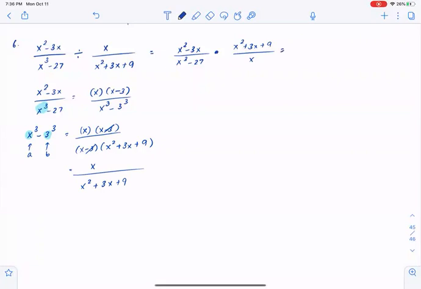So we can go back to the first step, replace our first rational expression by the simplified version. X divided by x squared plus 3x plus 9 multiplied by x squared plus 3x plus 9 divided by x. So that term will get cancelled. That and that will get cancelled. So the answer is 1.